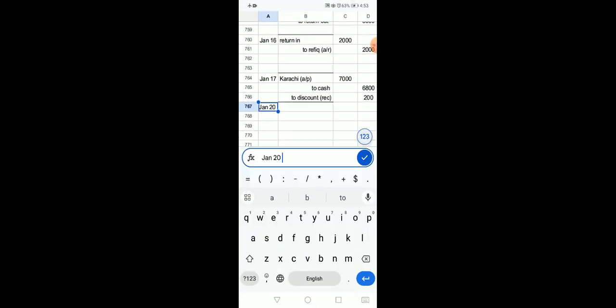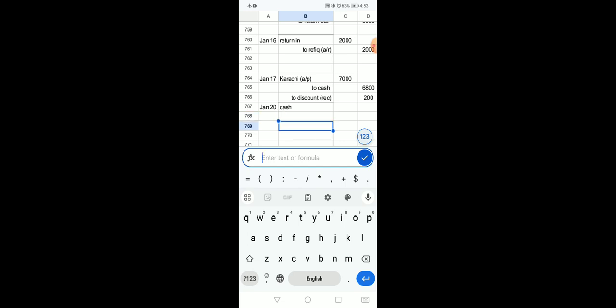When you are receiving, it means cash is coming in, cash is your asset, cash in hand is increasing, asset is increasing, increase in asset should be mentioned on debit side, so you are supposed to write cash on debit side. From whom you are receiving this cash? That person was Rafiq. Here you can see Rafiq was account receivable. So we have received some amount from Rafiq.